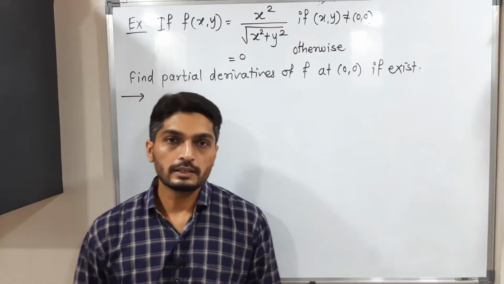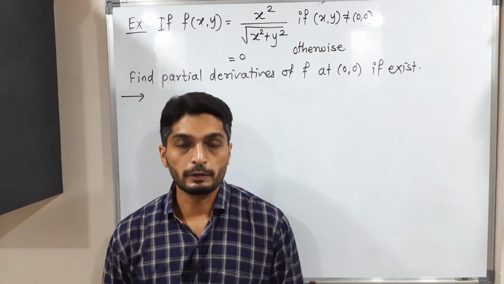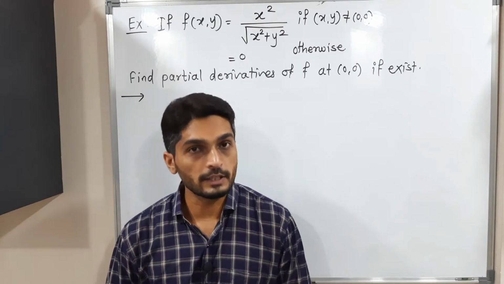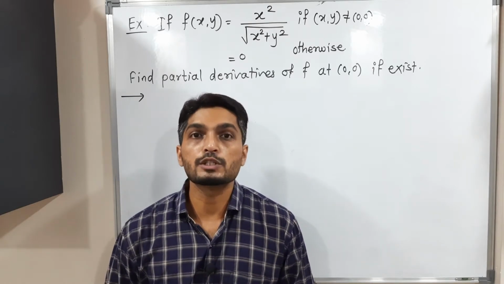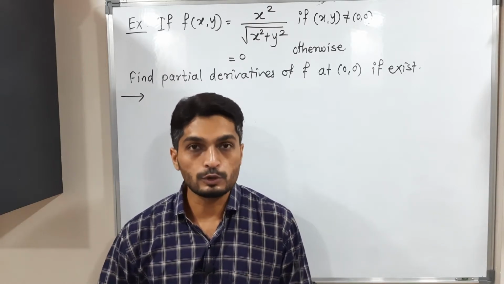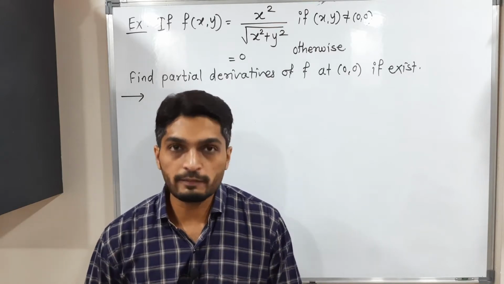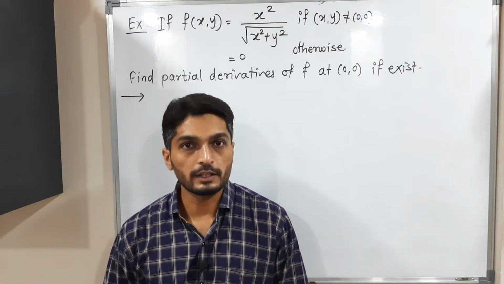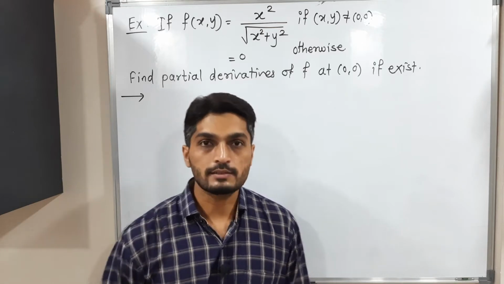Hi everyone. Let us discuss this example of partial derivative. We have this function, we have to find its derivative with respect to x and with respect to y at point (0, 0). We are going to use the definition of partial derivative to find their derivatives. Okay, so let us start.